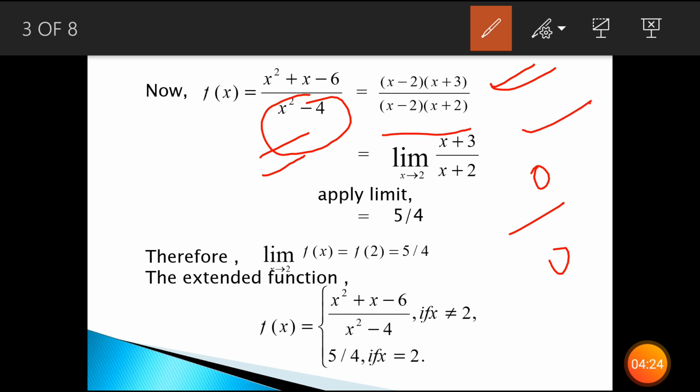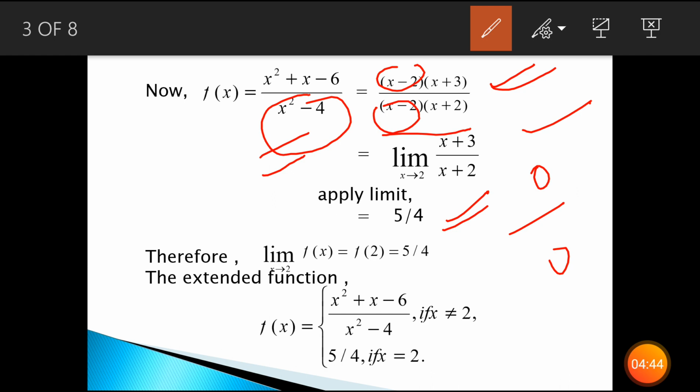Now x minus 2 and x minus 2 will cancel, so we get (x plus 3) upon (x plus 2). Now you apply the limit x tends to 2 of (x plus 3) upon (x plus 2). When you apply the limit, you will get 2 plus 3, that is 5, and 2 plus 2 is 4, so 5 by 4.